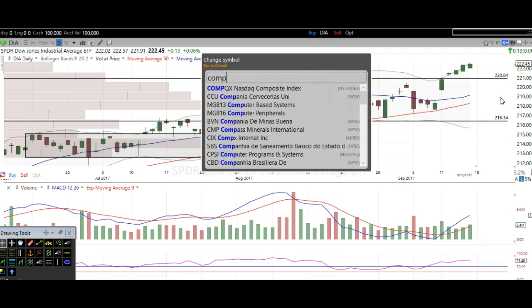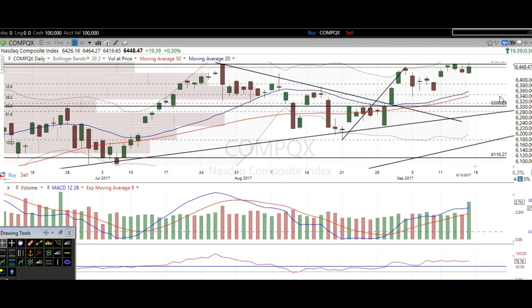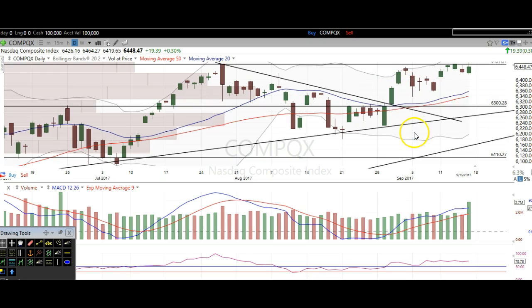The next one we're going to take a look at is the Nasdaq. And on the Nasdaq, what I want you to focus on here is we haven't broken above this resistance just yet. You see that on the S&P 500 and the Dow, both of those indexes broke over that previous all-time high several days ago, earlier last week, and the Nasdaq has yet to do that.